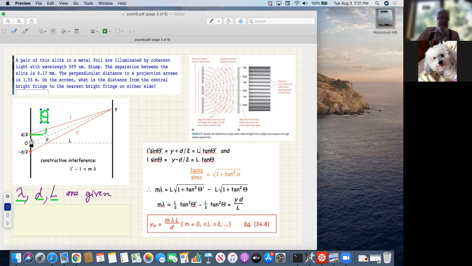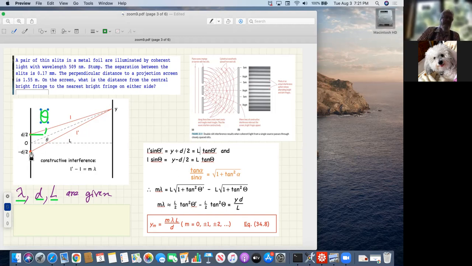Now we can also look at that triangle and say the sine of theta will be y minus d over 2, the opposite of theta, divided by the hypotenuse, which is L. So L times the sine of theta is also y minus d over 2.